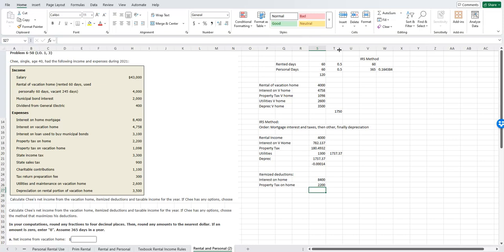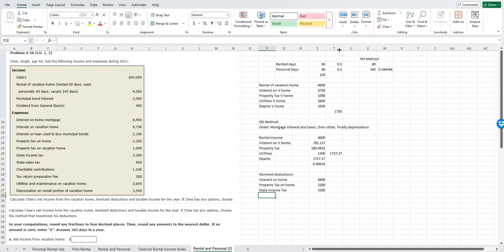Then I can take the better of state income tax or state sales tax. So state income tax is 3,300, state sales tax is 900. So because 3,300 is better, I'm going to take state income tax. So I'm going to take $3,300. All right, none of that has to do with my rental property here. Tax return preparation fee, that was deductible before 2018, but they did away with the miscellaneous 2% itemized deduction, so that's gone, no deduction. And nothing else is an itemized deduction. All right, so that is my itemized deductions other than my rental home.